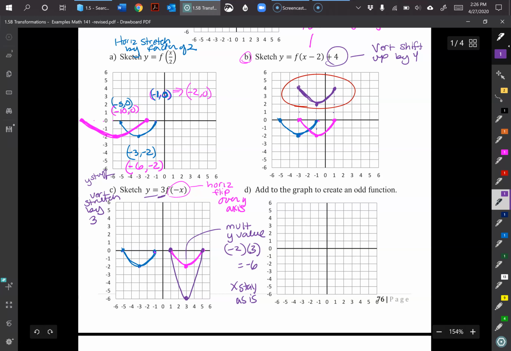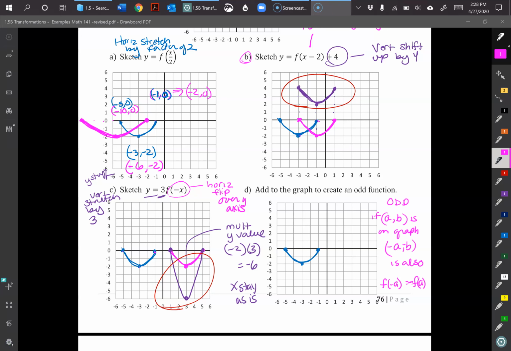And that is my answer for this transformation. Now on part D, it's saying add to the graph to create an odd function. So we're going to review back to what odd means. Odd means it actually rotates 180 degrees. So it's kind of like you do a flip and then another flip. So let's take a look at that.